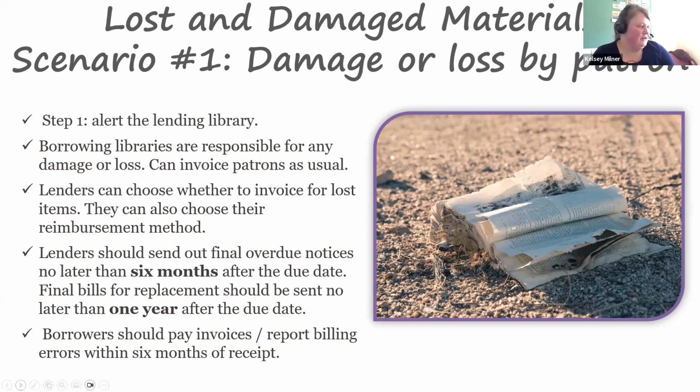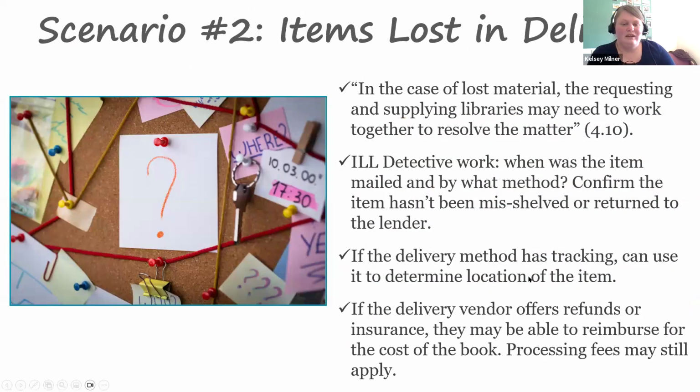But I also wanted to share a different scenario, which is that an item was lost in delivery. So let's say an item was filled in ILLiad and it's been a few weeks and the item still hasn't shown up. What should you do? My first recommendation is to alert the lending library to the situation. I usually recommend waiting at least 3 weeks because we are seeing items take up to that long and sometimes longer to arrive.